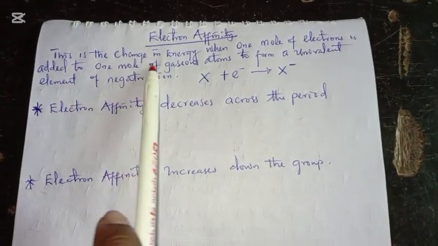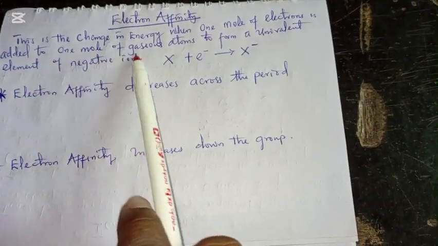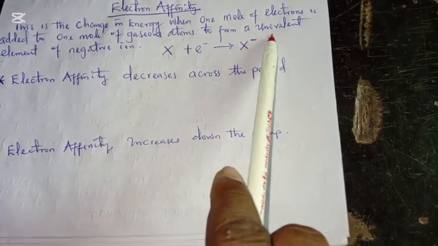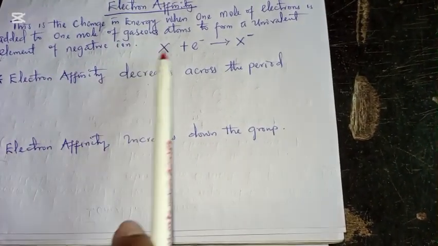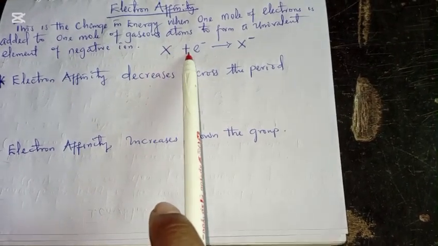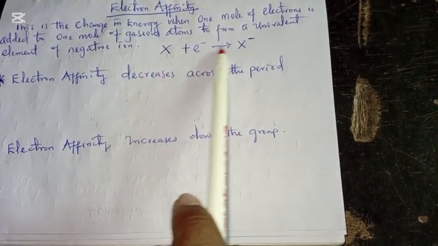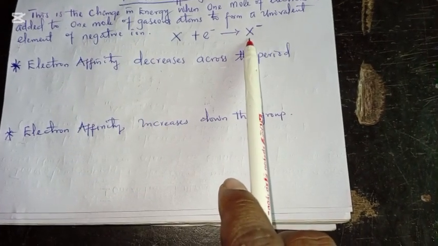Electron affinity is the change in energy when 1 mole of electrons is added to 1 mole of gaseous atoms to form a univalent negative ion. As you can see presented here, X represents the gaseous atom, plus 1 mole of electrons, giving rise to the ionic form of that atom.